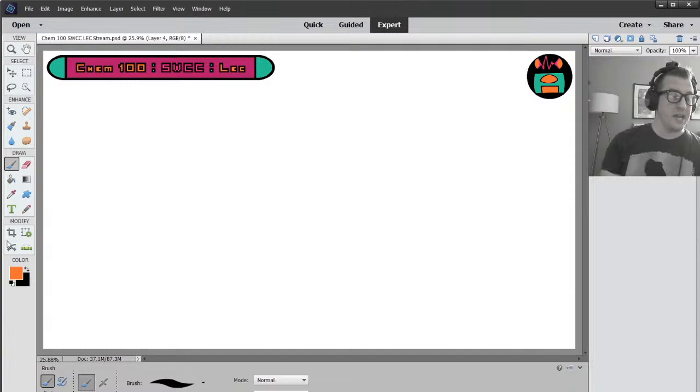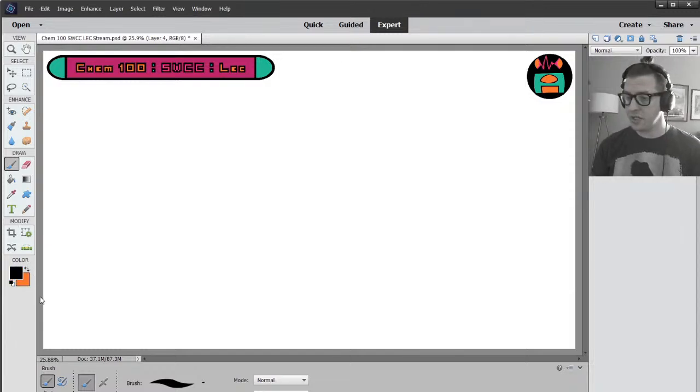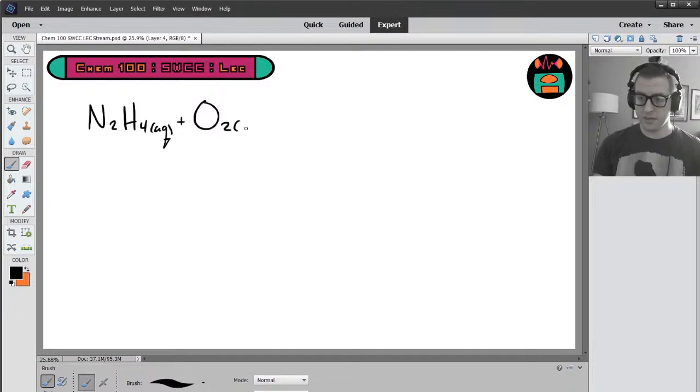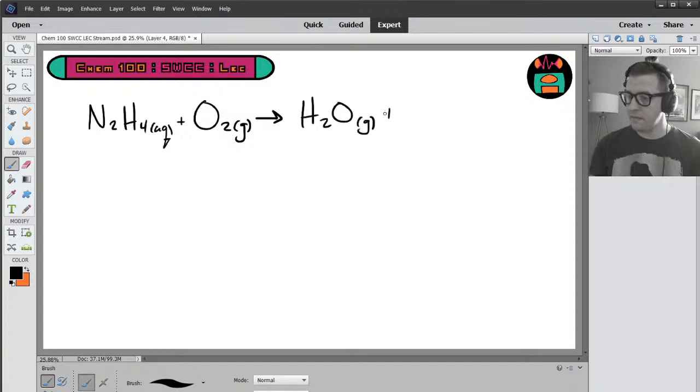All right, so next example. Let's do the reaction between N2H4, dinitrogen tetrahydride. This is in the aqueous phase. Reacting with oxygen gas to produce water, H2O, and O2 gas.